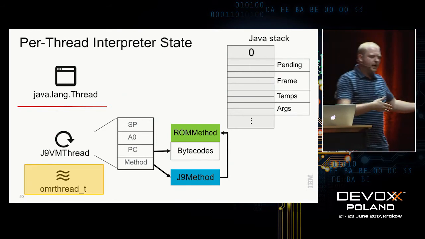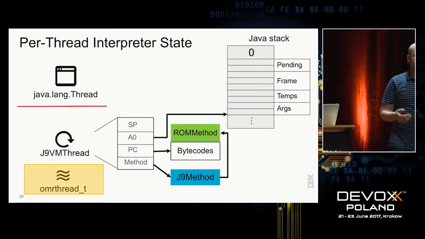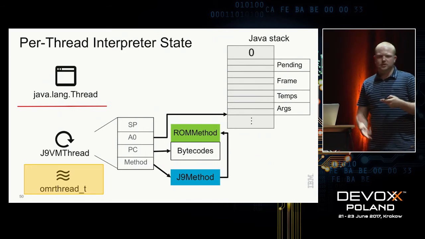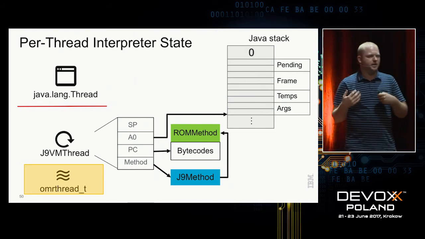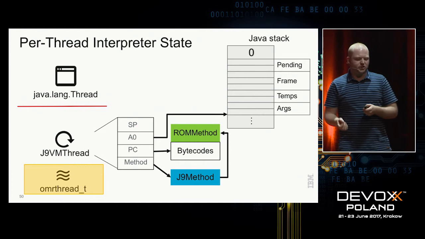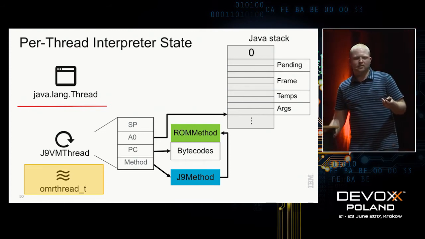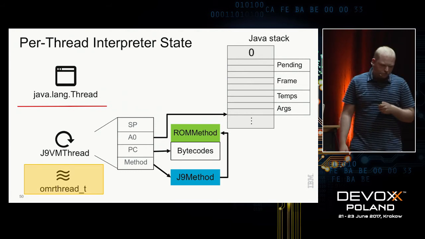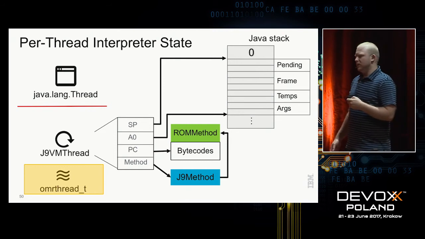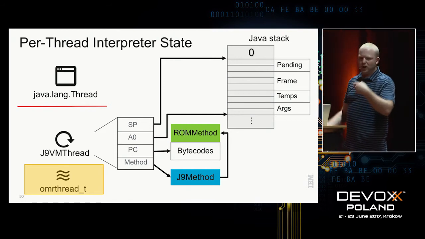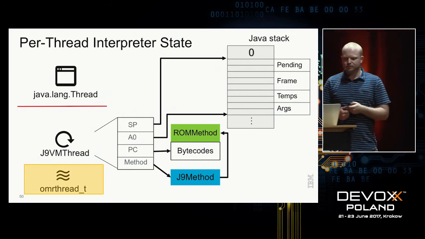Back to the VM thread, A0, so another register, points to the 0th argument, which allows us to quickly get to our arguments, and it also saves the base pointer register, because we don't really need that anymore. Because we know how many arguments we have, we can get to the frame easily. And then we have the stack pointer, which points to the top of the stack, or bottom really, the lowest live value on the stack, basically.